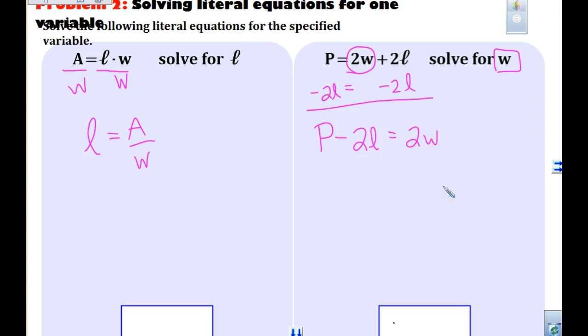Ella, next step. I want 1W. What's happening between the 2 and the W? Multiplying. So the opposite of multiplying is going to be to divide. We're going to divide every single thing by 2.